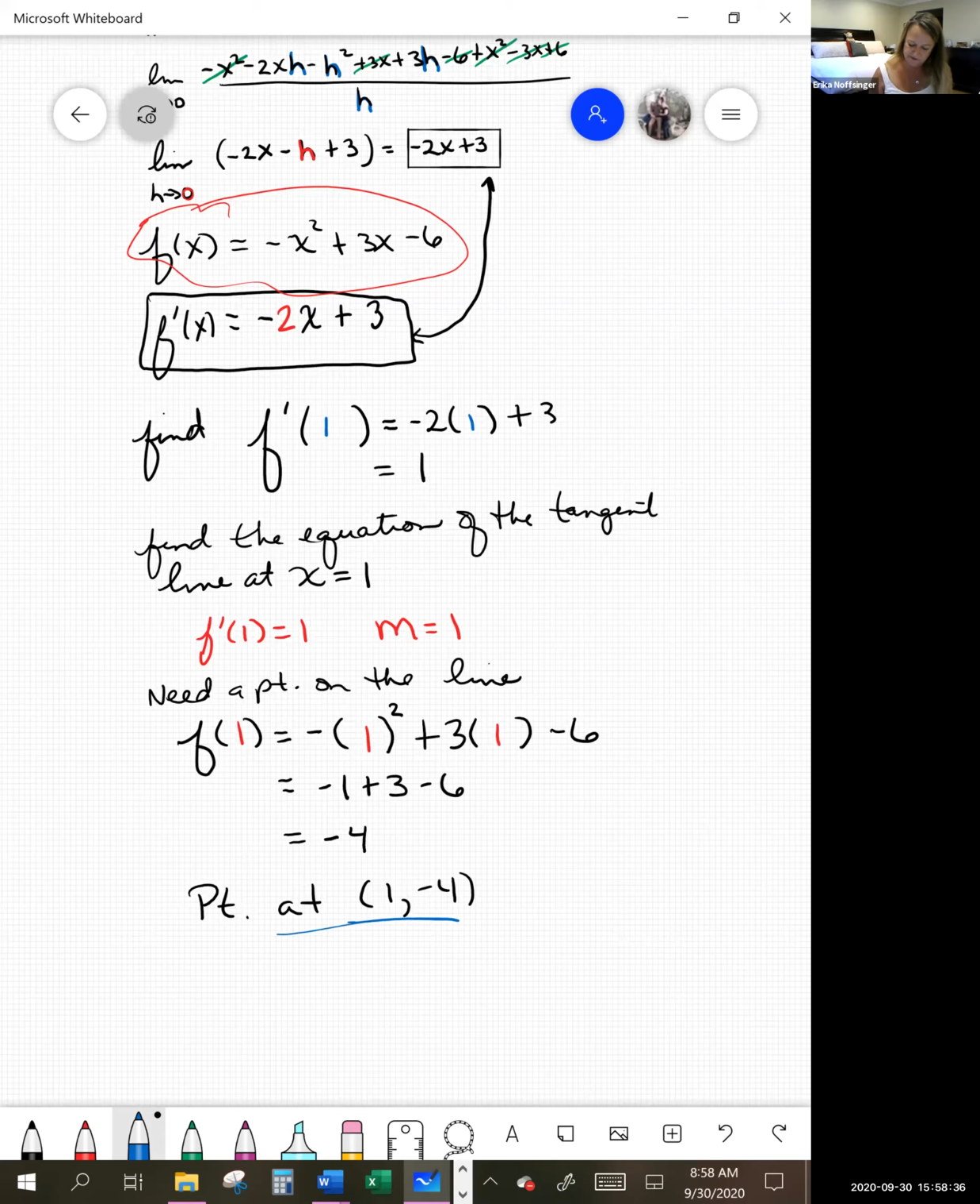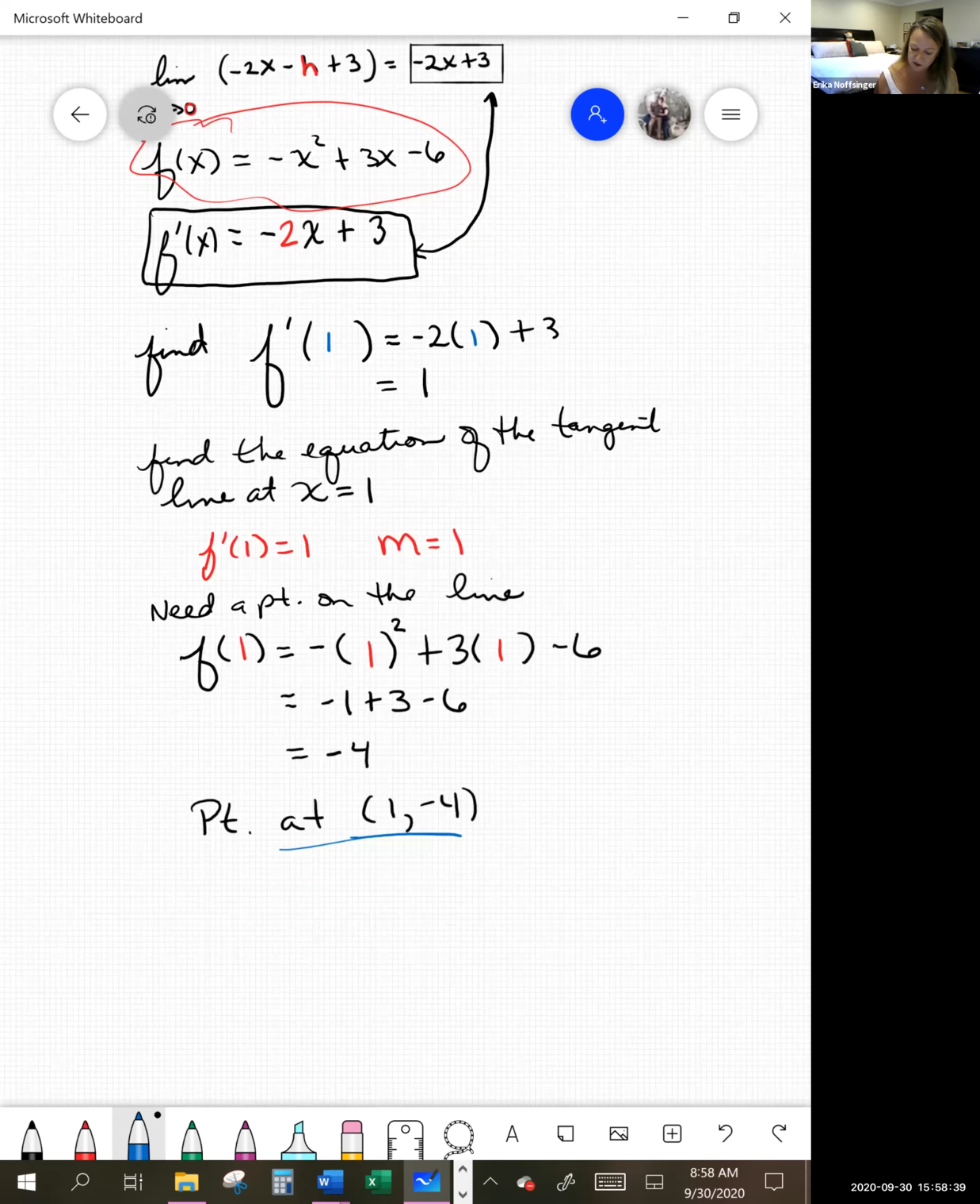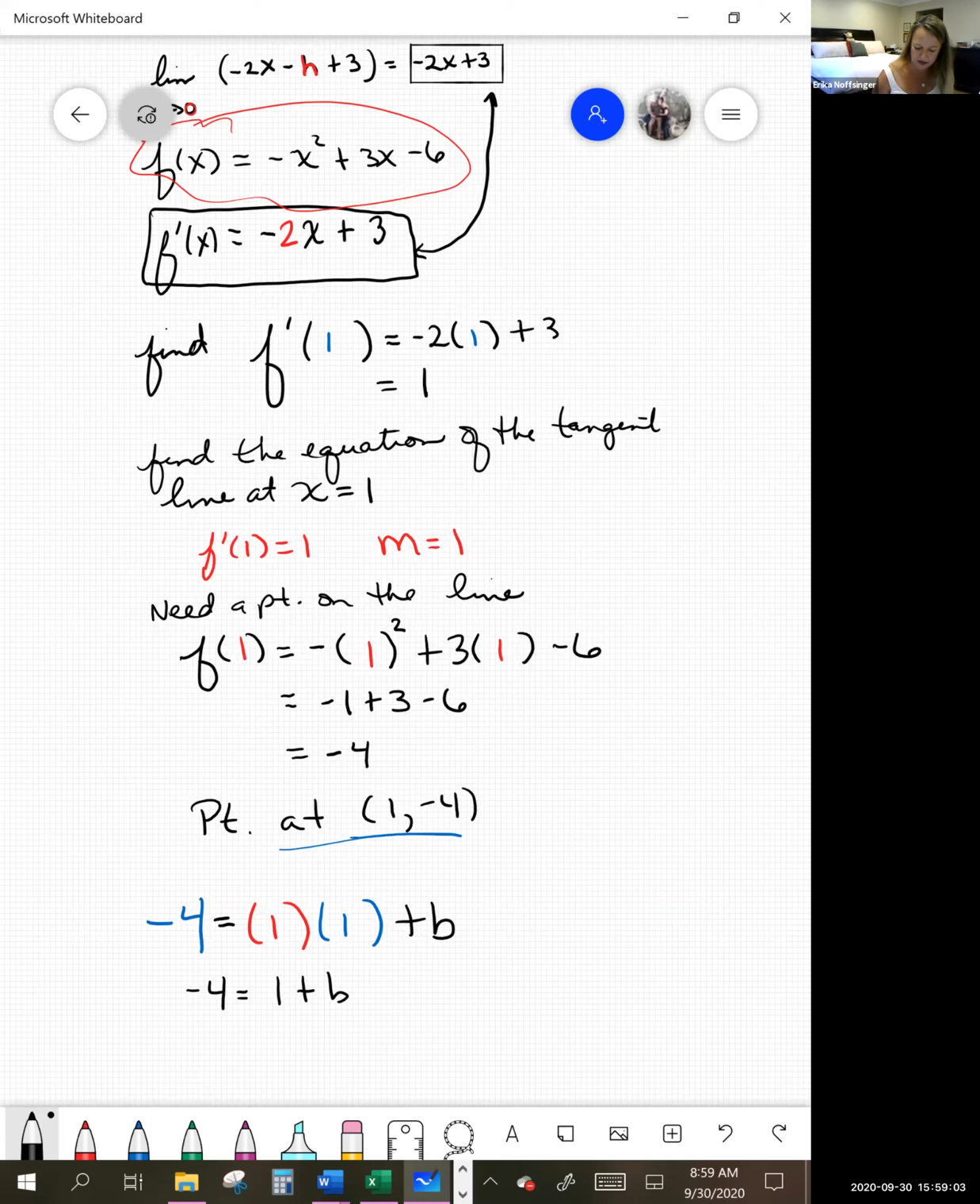And so we can figure out what b is by plugging in our x and our y value and our slope into the slope-intercept form. So our y value, negative 4, is equal to our slope, which is 1, times x, which is 1, plus b. So negative 4 equals 1 plus b. Subtract 1 on both sides, we get b is negative 5. So the equation of the tangent line is y equals our slope, which is 1, times x plus b, which is negative 5.